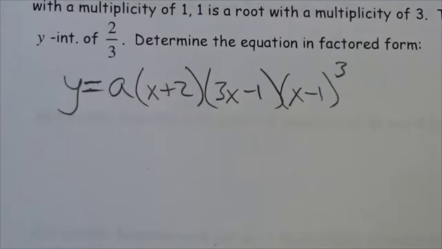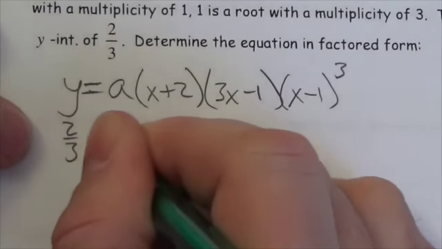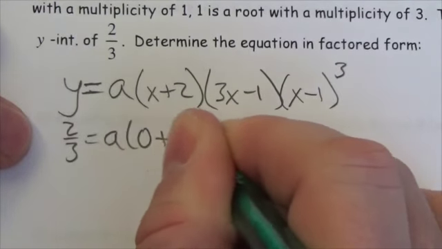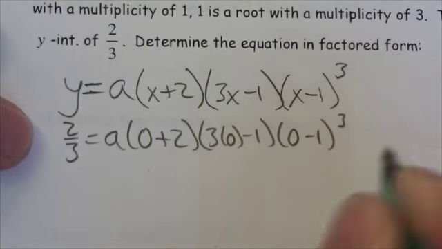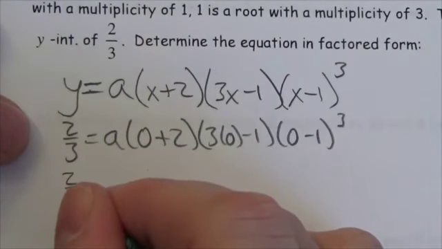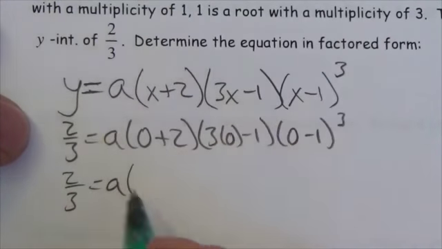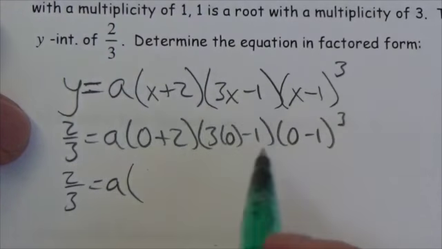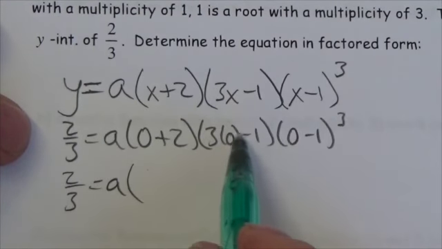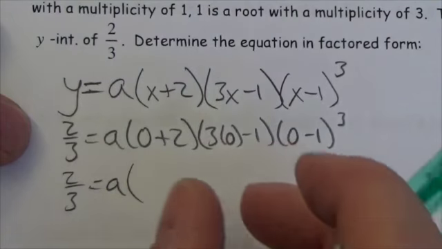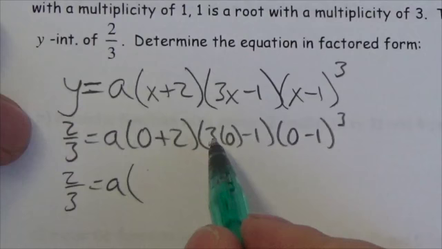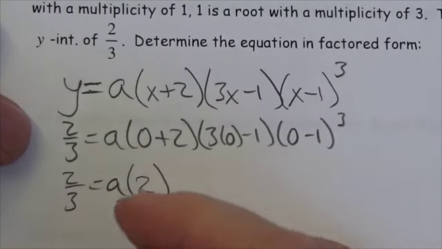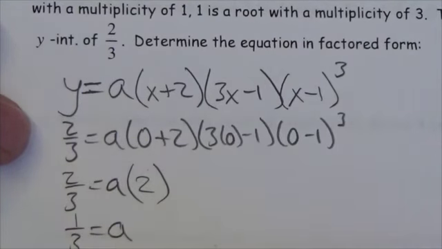Now, it says the graph of the corresponding function has a y-intercept of 2/3. The y-intercept of 2/3 occurs when the x-coordinate is equal to 0. So now the question is just about evaluating this. So 2/3 is going to equal a multiplied by what? Well, 0 plus 2 is 2. 3 times 0 is 0, minus 1 is negative 1. Negative 1 times 2 is negative 2. Negative 1 cubed is going to be negative 1, times negative 2 will be positive 2. When I divide here, I'm just going to get that a is equal to 1/3.